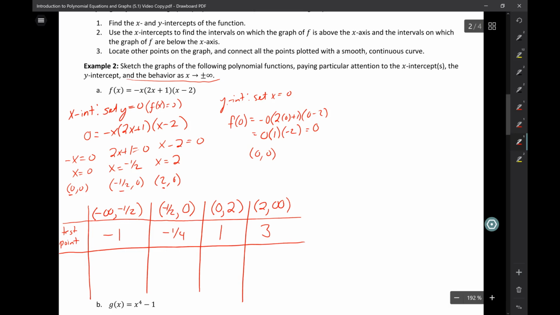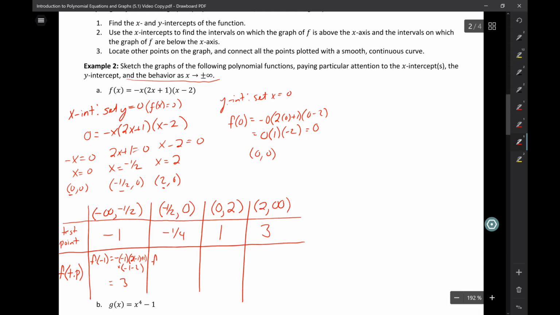And what I need to do is substitute each one of these test points into the function. So, for example, in the first column here, I'm going to put in -1 everywhere I see an x inside the function f and see what we get. So we evaluate the function at every test point. So f of -1 is equal to minus -1 times 2 times -1 plus 1 times -1 minus 2. And if you do that, you should get +3.